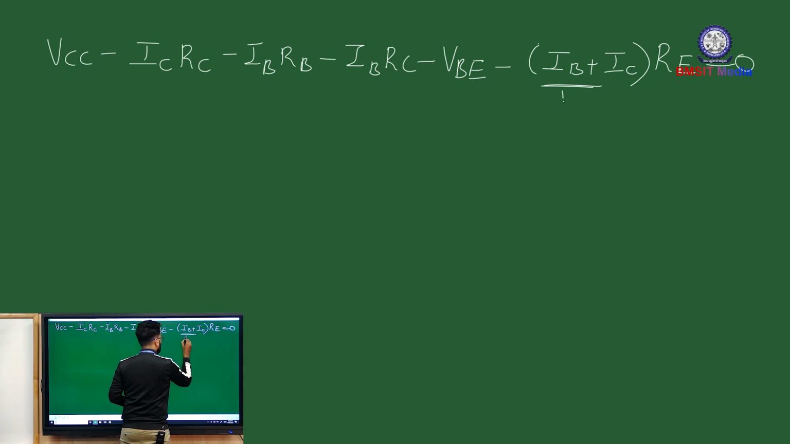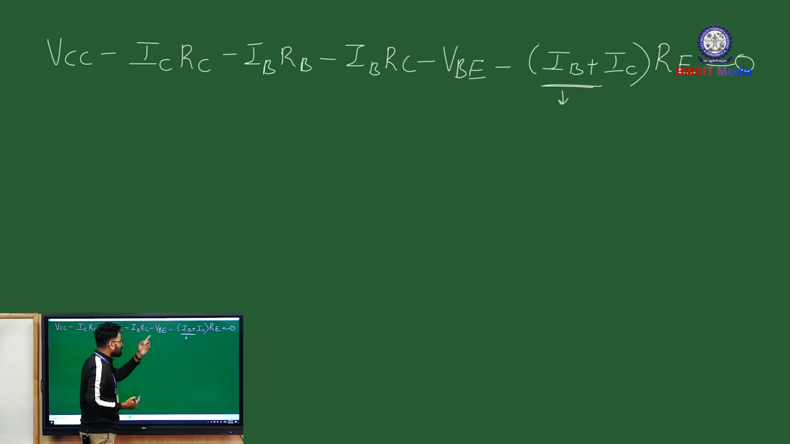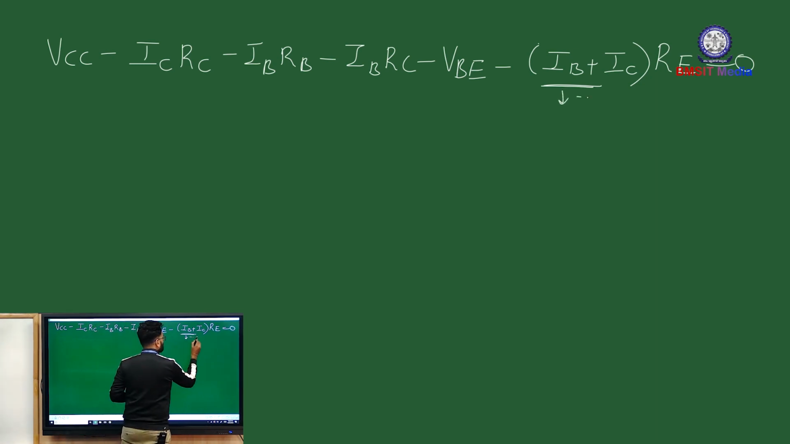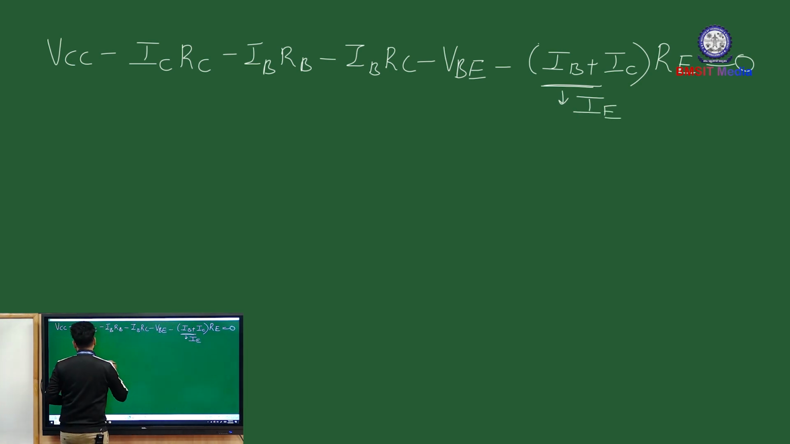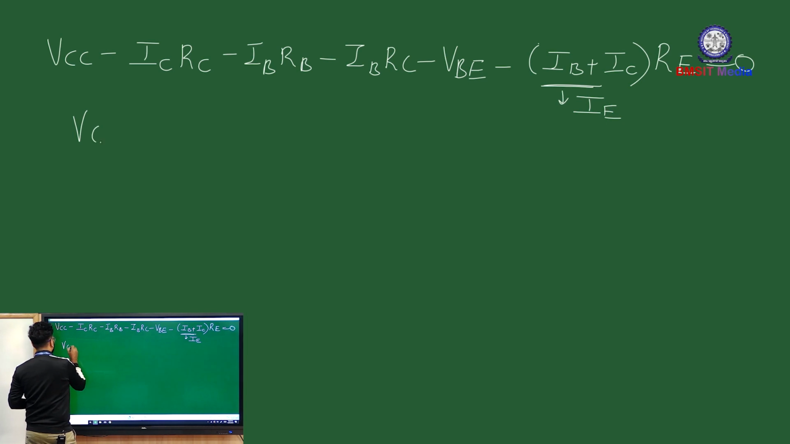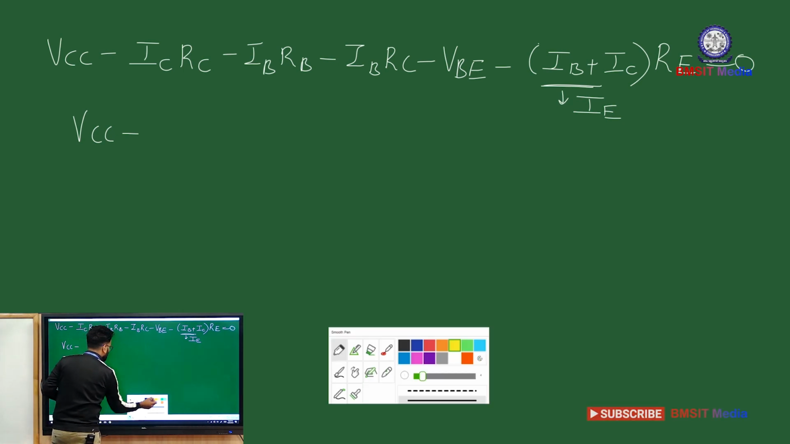So let me give the cross reference. So this sum IB plus IC basically points at IE, right? So you can write VCC minus. So you have, okay, let me highlight some of the terms.